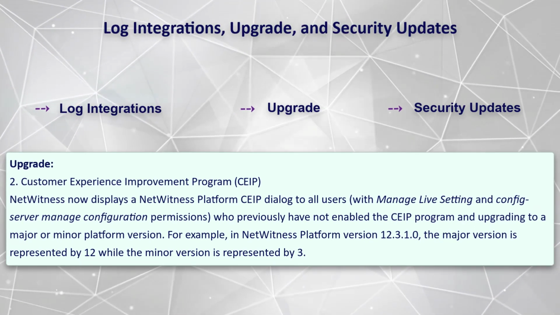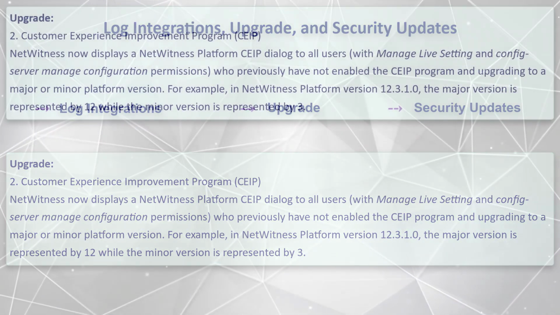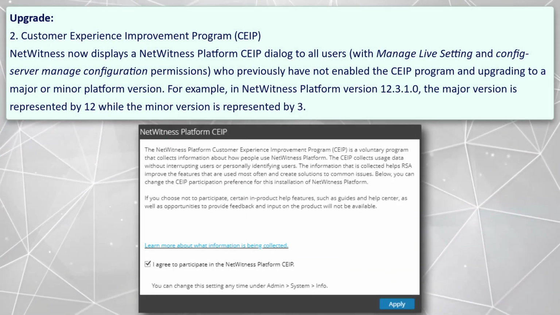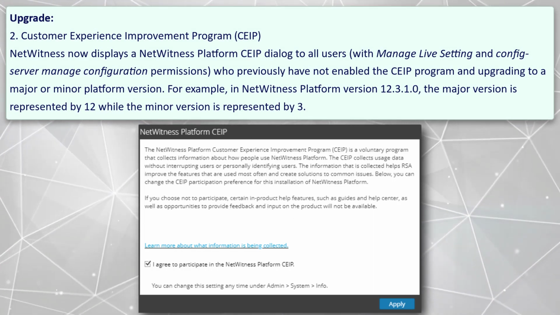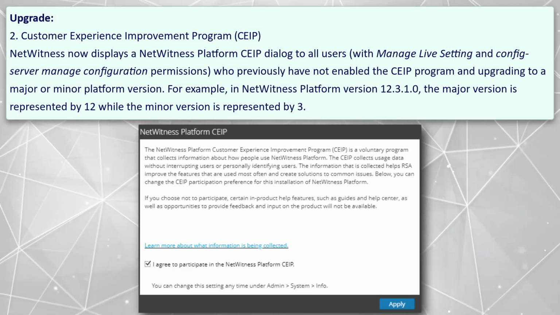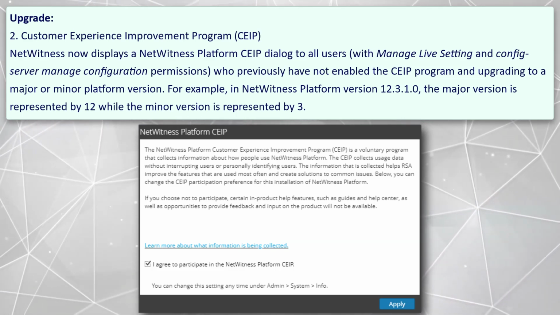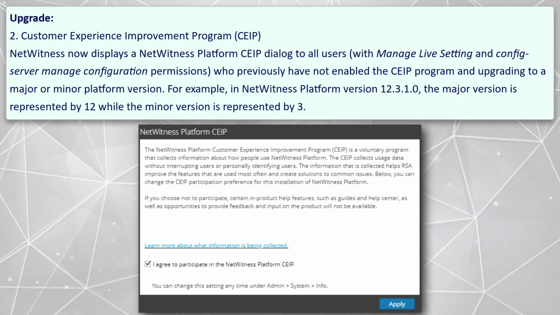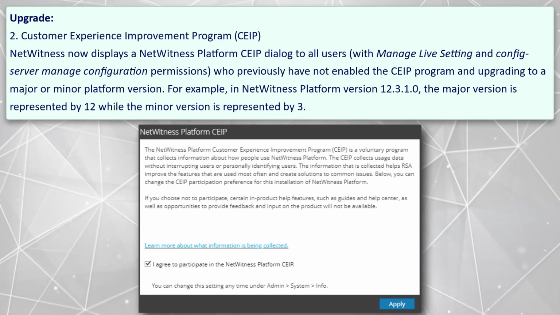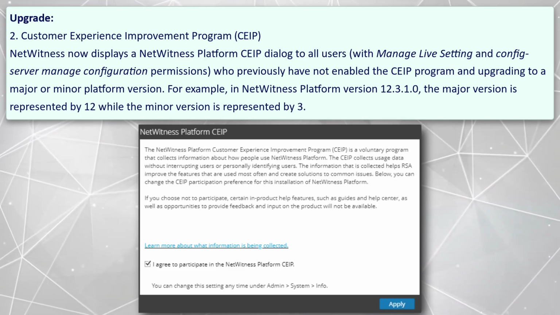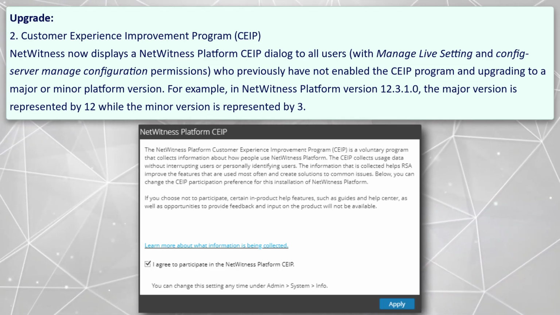Customer Experience Improvement Program, CEIP. NetWitness now displays a NetWitness Platform CEIP dialog to all users who previously have not enabled the CEIP program and are upgrading to a major or minor platform version. For example, in NetWitness Platform version 12.3.1.0, the major version is represented by 12 while the minor version is represented by 3.